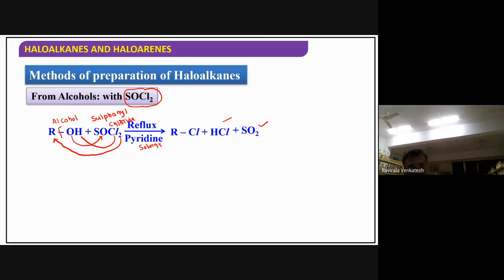Now practice this chemical reaction 2 or 3 times by placing R equal to CH3, R equal to CH3CH2, R equal to something like CH3CH3. In this way, you can practice this chemical reaction. I will write one thing here. Okay, just a minute.